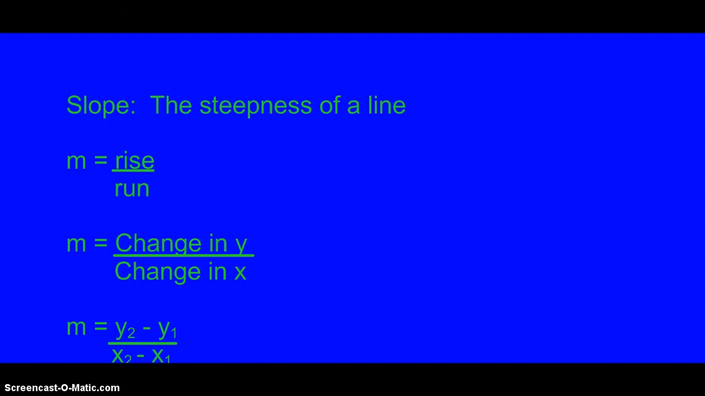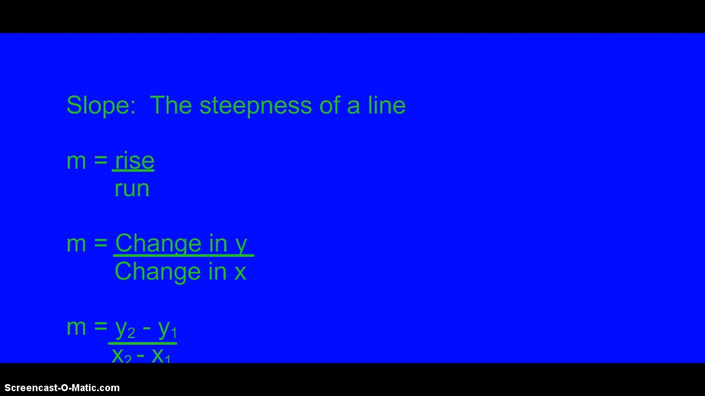And so if you look at rise over run, change in y over change in x, it's the exact same thing, just another way to look at it, because y controls up and down. Rise is the amount you go up or you go down. Change in x refers to left and right, because x controls left and right. Run refers to left and right.